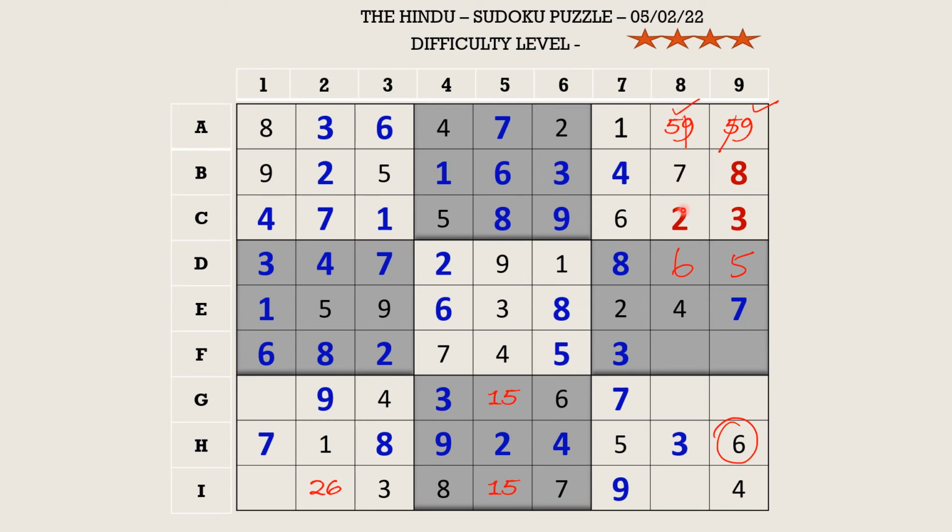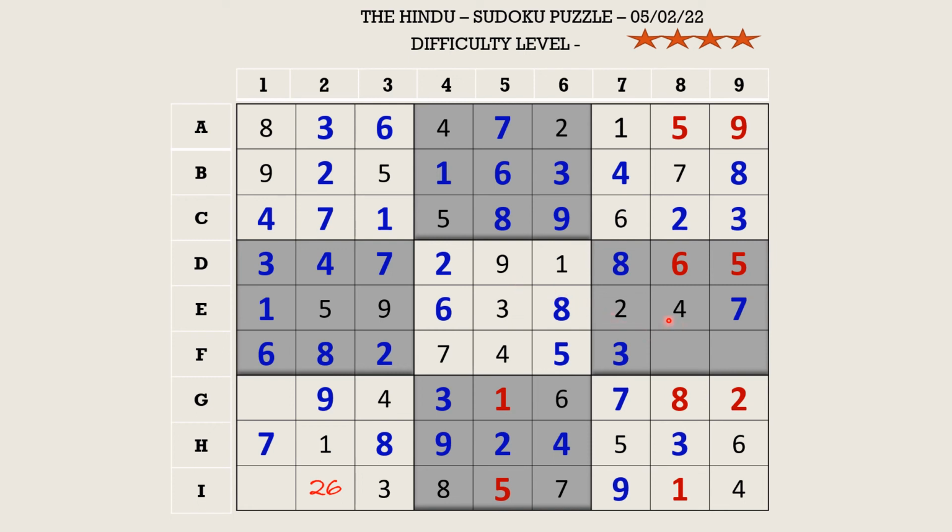Now this 2 blocks these 2 cells in the 9th block. So G9 takes 2. Now in the 9th block the missing numbers are 1 and 8. There is an 8 in the I row which blocks here. So I8 takes 1 and G8 takes 8. This 1 in the I row cancels out the 1 here. So I5 becomes 5 and G5 becomes 1.